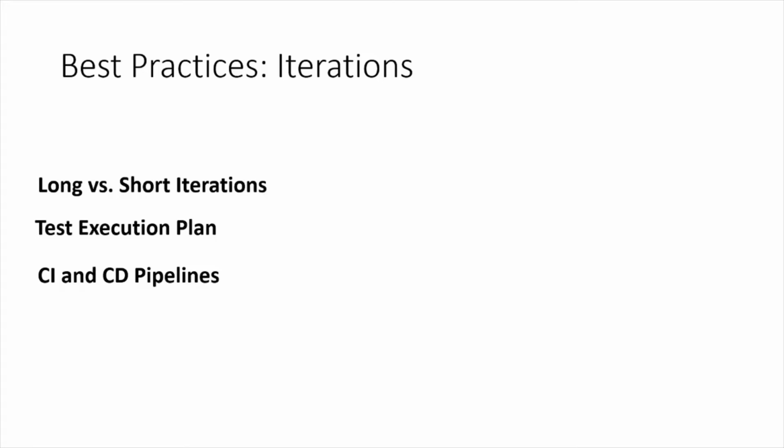Okay. Now, as we talked about, test execution plan and CI and CD pipelines are really important. So we need to see how we do this, and whether we allocate some capacity within the team, or maybe we will involve some external teams to help us with this test execution and continuous integration and continuous delivery pipelines. Okay. Any questions about the iterations best practices?